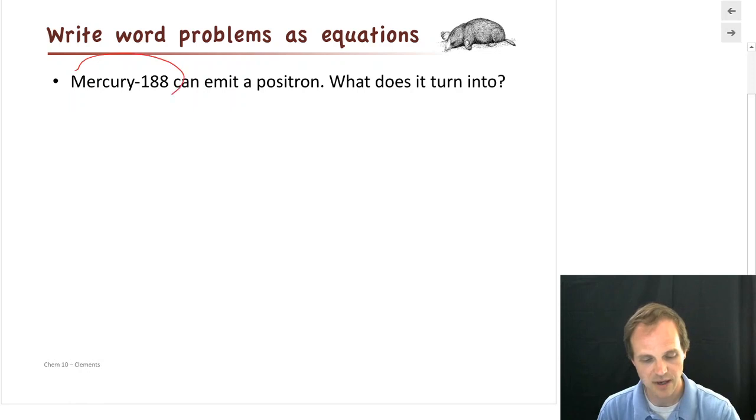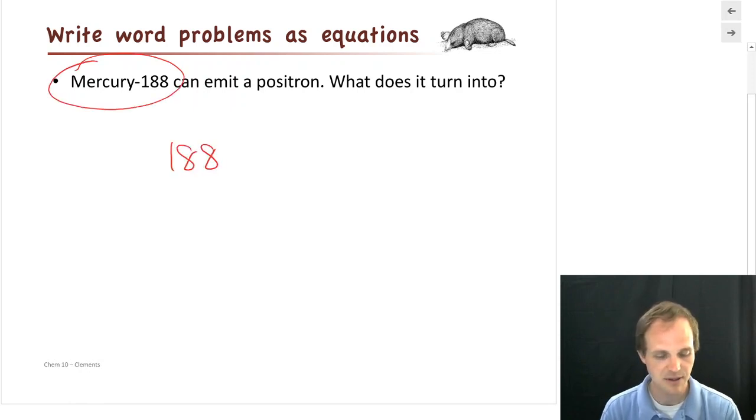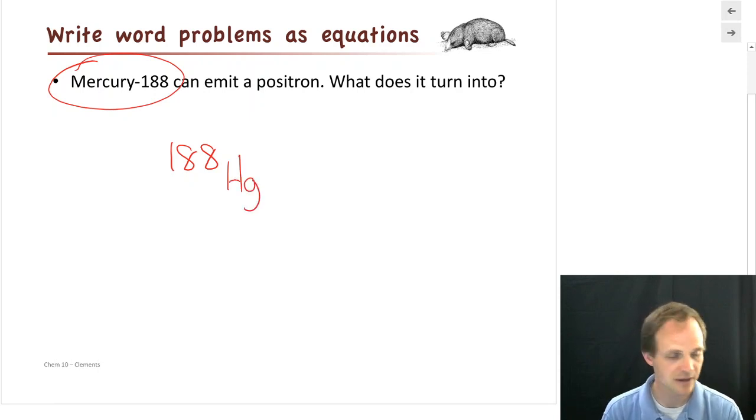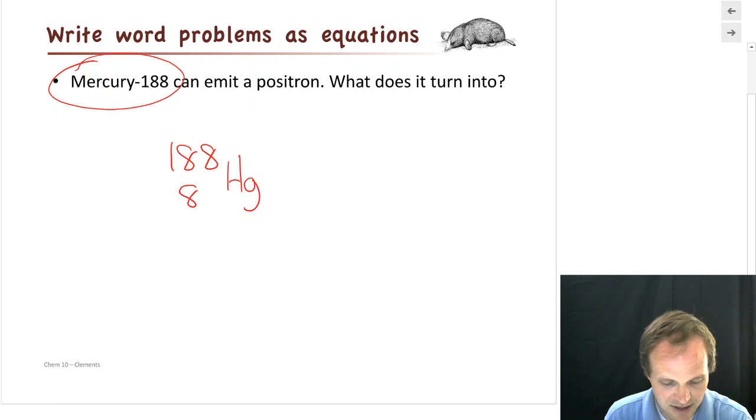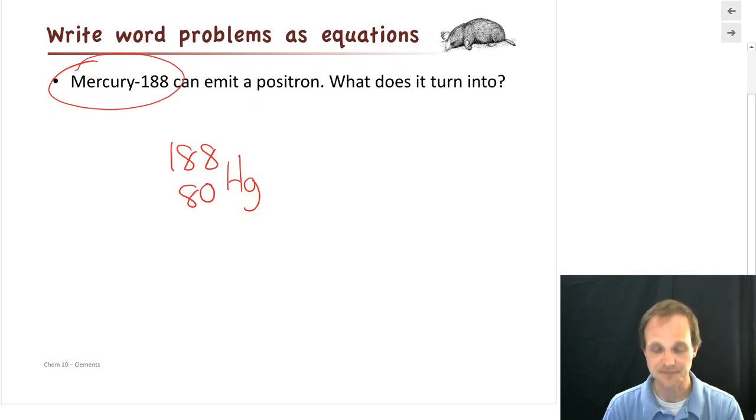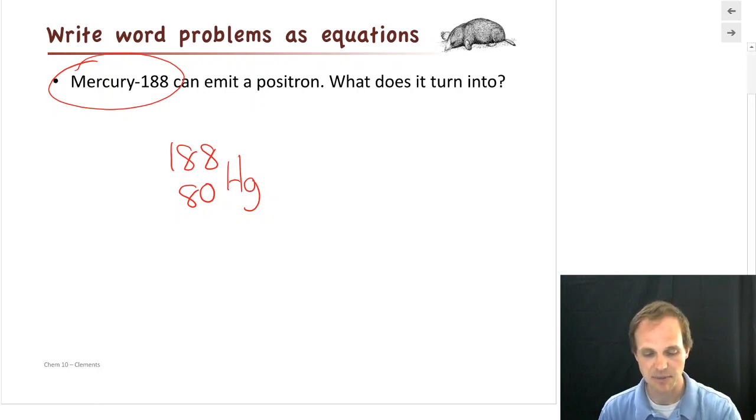So mercury 188, remember that 188 is my mass number. Mercury is Hg if you find it on the periodic table, and it is element number 80. And it's going to emit a positron. Where is that positron going to go? It's going to go before the arrow or after the arrow. Emit means it's producing, it's making. And so that positron is going to be a product. Now, I'm just going to give it to you here.